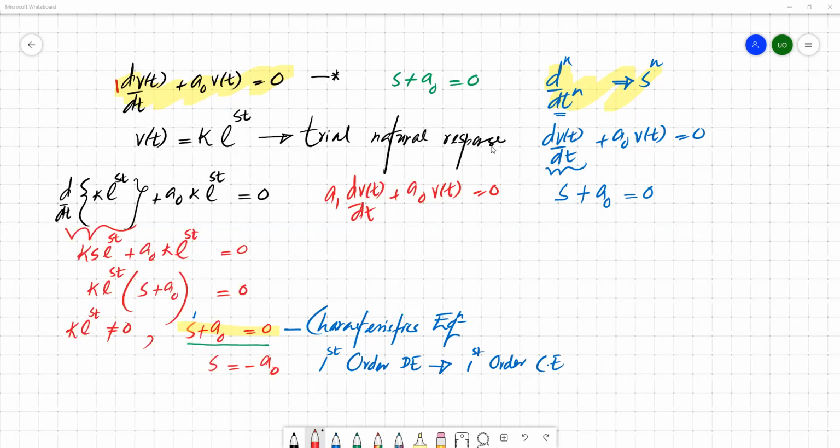let's assume that this a1 is not equal to 1. What you can do is simply divide the whole expression by a1. Then it becomes dv(t)/dt plus a0 divided by a1 times v(t) equals 0. So now your a1 would be 1, and this is your a0.